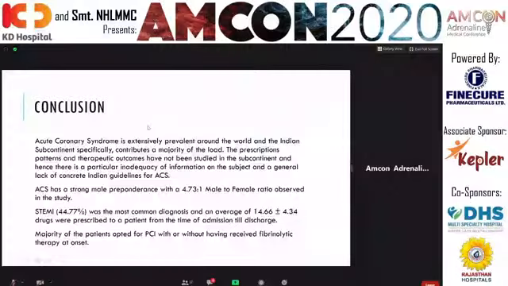So, conclusion: ACS is extensively prevalent around the world and the Indian subcontinent specifically, and ACS has a strong male preponderance with a 4.73:1 male to female ratio. STEMI was the most common, followed by unstable angina. An average of 14.66 plus or minus 4.34 drugs were prescribed to the patients, and the majority of the patients opted for PCI with or without having received fibrinolytic therapy at onset.